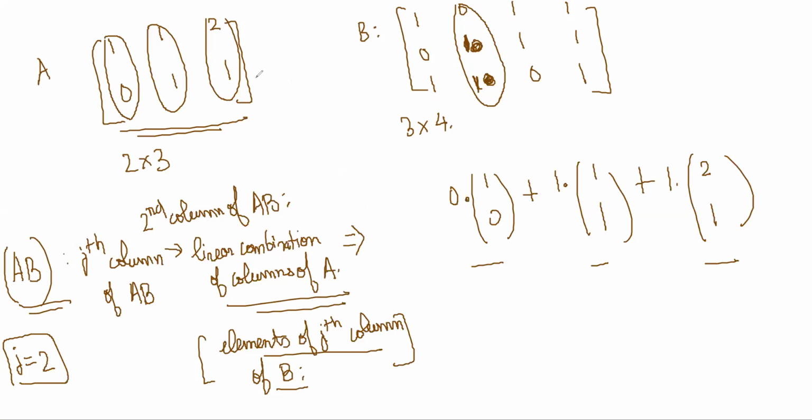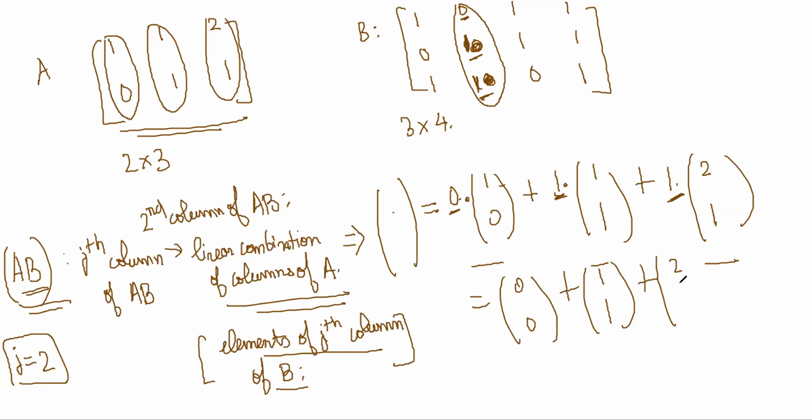Okay. So scalars are coming from here: 0, 1, 1, and columns of A are this and this and this, right? Correct. So now let's do this. This is a linear combination. This will give a final answer as a vector, right? That will be the column of AB. So 0 into this will be the 0 0 vector plus 1 into 1 1 plus 2 into 1 1, right? Correct. So this will become just vector addition. This is 1 1 plus 2 1 with 3 2. Answer should be 3 2. Second column of AB should be 3 2.